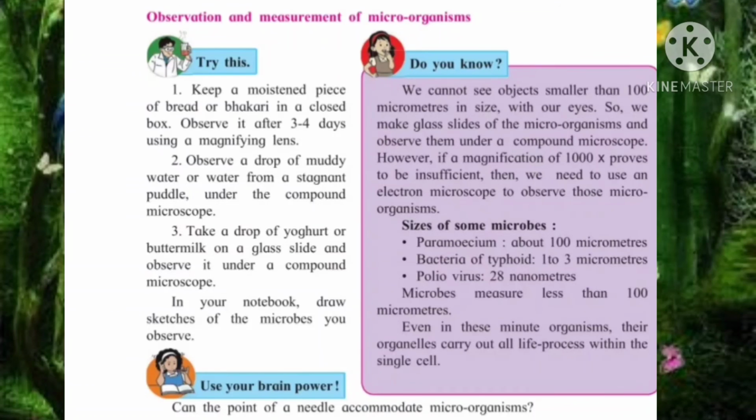Now see one question, use your brain power. Can the point of a needle accommodate microorganisms? We know how very, very small the point of a needle is. Yes, because microorganisms are present in air also, so that point of the needle can accommodate many microorganisms. Understood, everyone? Now the next part is the nature of microorganisms. How is their nature, their shape, their function? We will see all these parts in the next video.